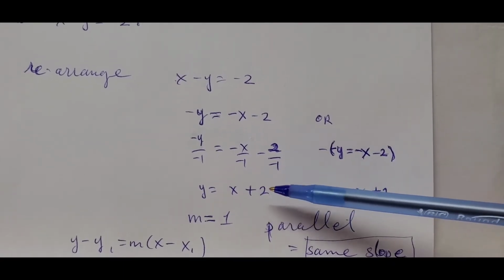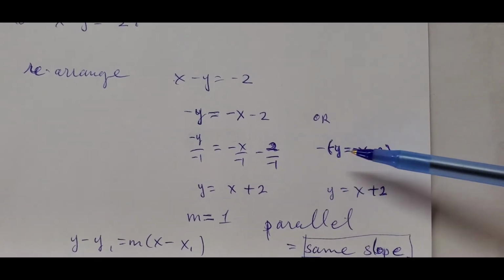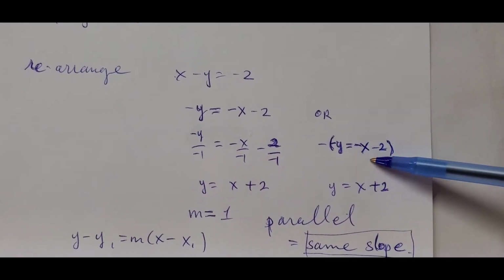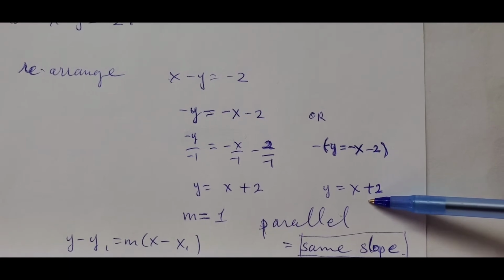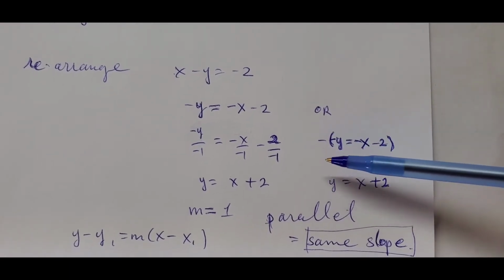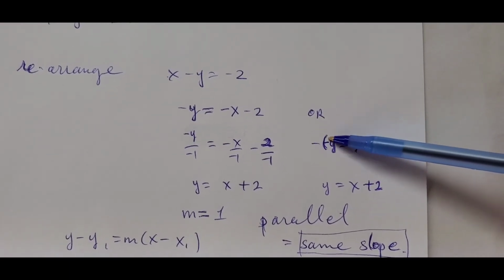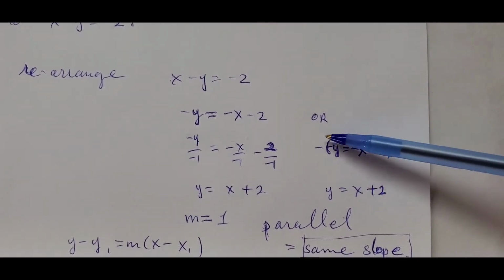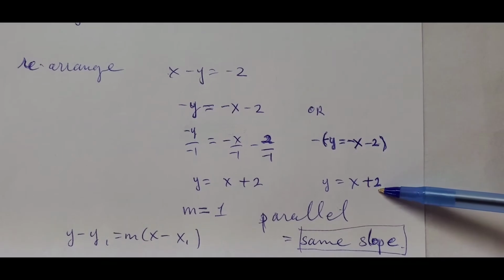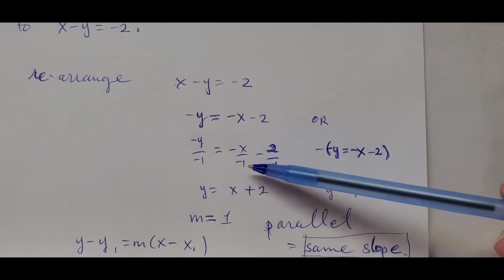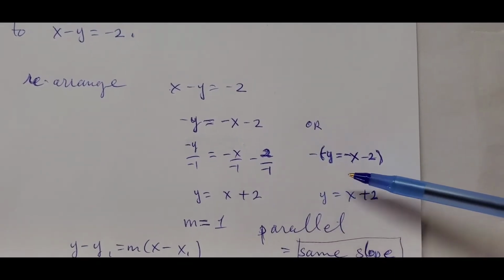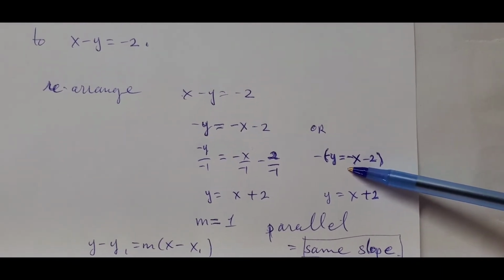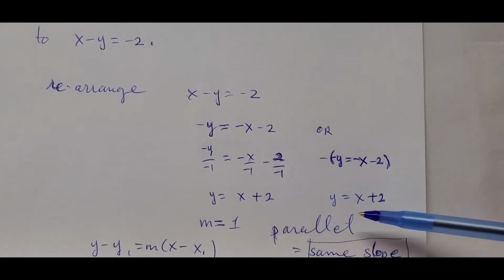y equals positive x plus 2. Or you can actually multiply by the negative, which still comes out the same answer. So distribute, which is positive y, distribute gives me positive x, distribute gives me positive 2. So you can actually divide by -1 or multiply by -1. The answers are exactly the same.